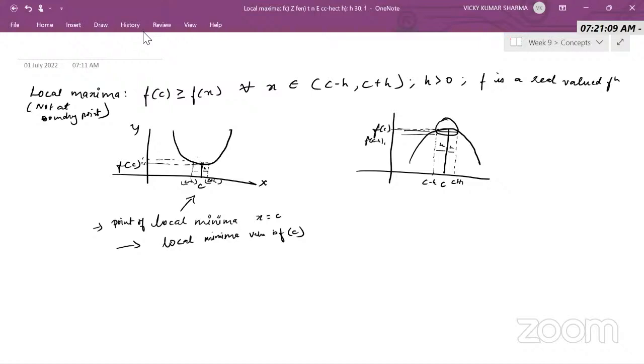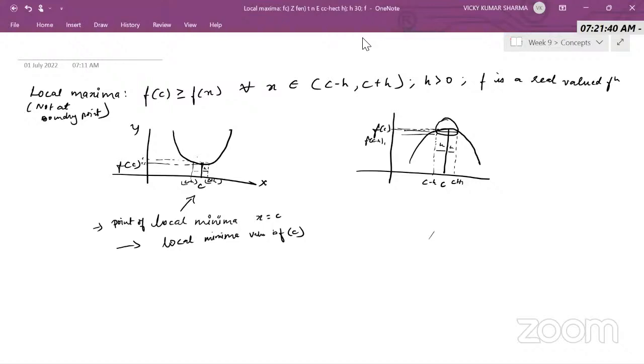I hope you understood, right? So there is no problem with this definition here, right? If f of C is greater than or equal to f of x for all x in this interval, this basically indicates an interval. You have C in the center, with some value subtracted from C and some value added to C. In that interval, f of C should give me the maximum value. If that is happening, then I can say that yes, that is a point of local maxima.